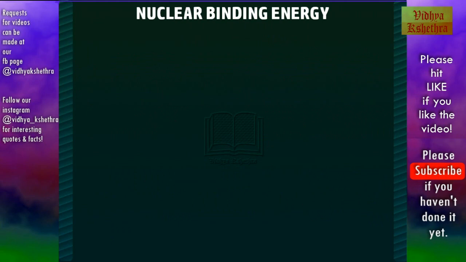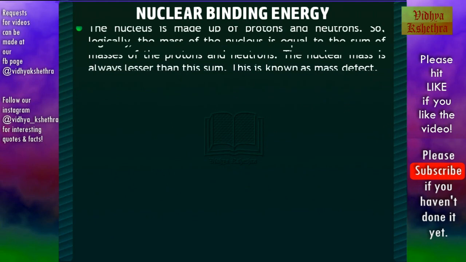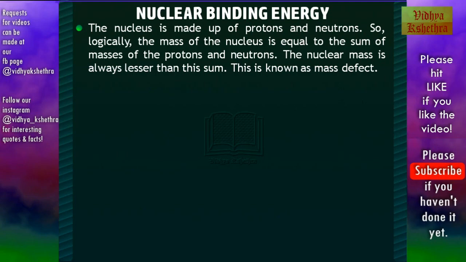Now we can see the concept of nuclear binding energy. First, we can see what we mean by mass defect. That is, the nucleus is made up of protons and neutrons. So logically, the mass of the nucleus is equal to the sum of the mass of protons and neutrons. But in reality, it is not like that. The nuclear mass is always lesser than this sum, and this is known as mass defect.